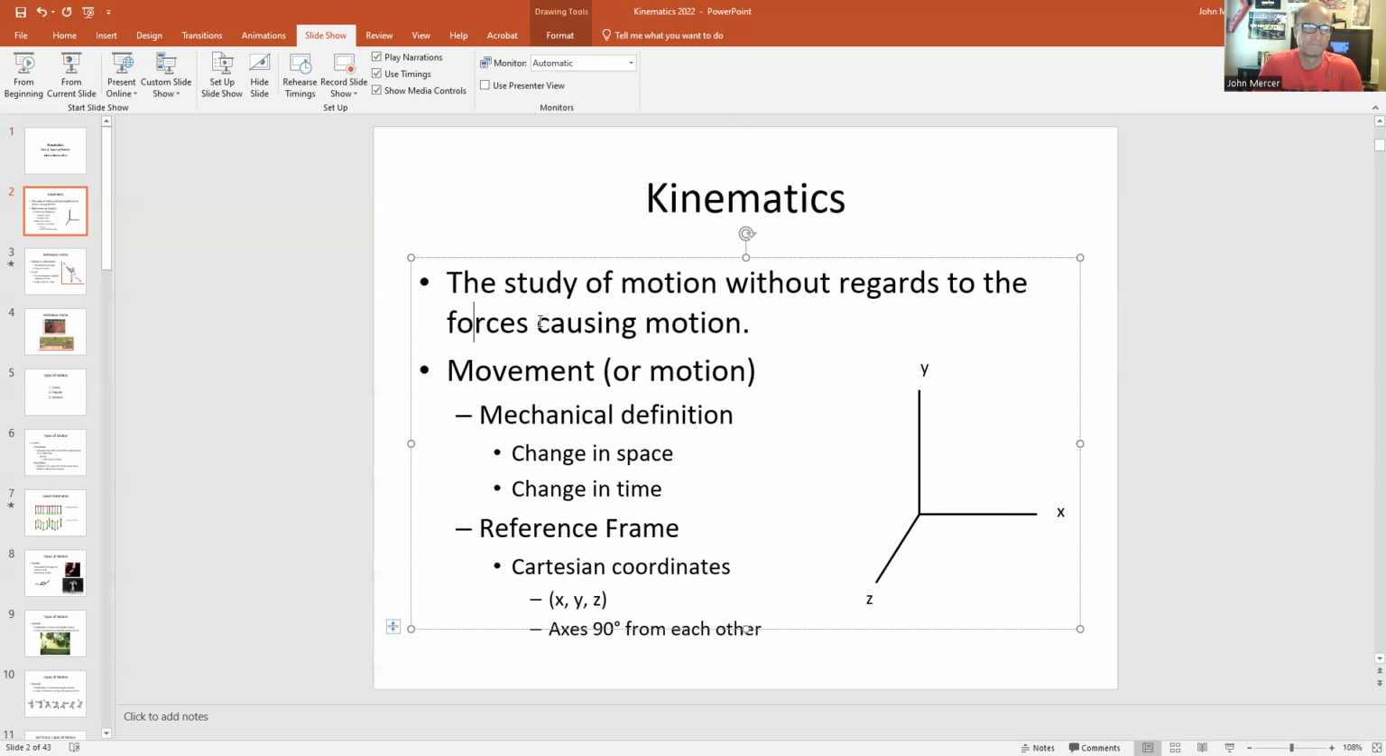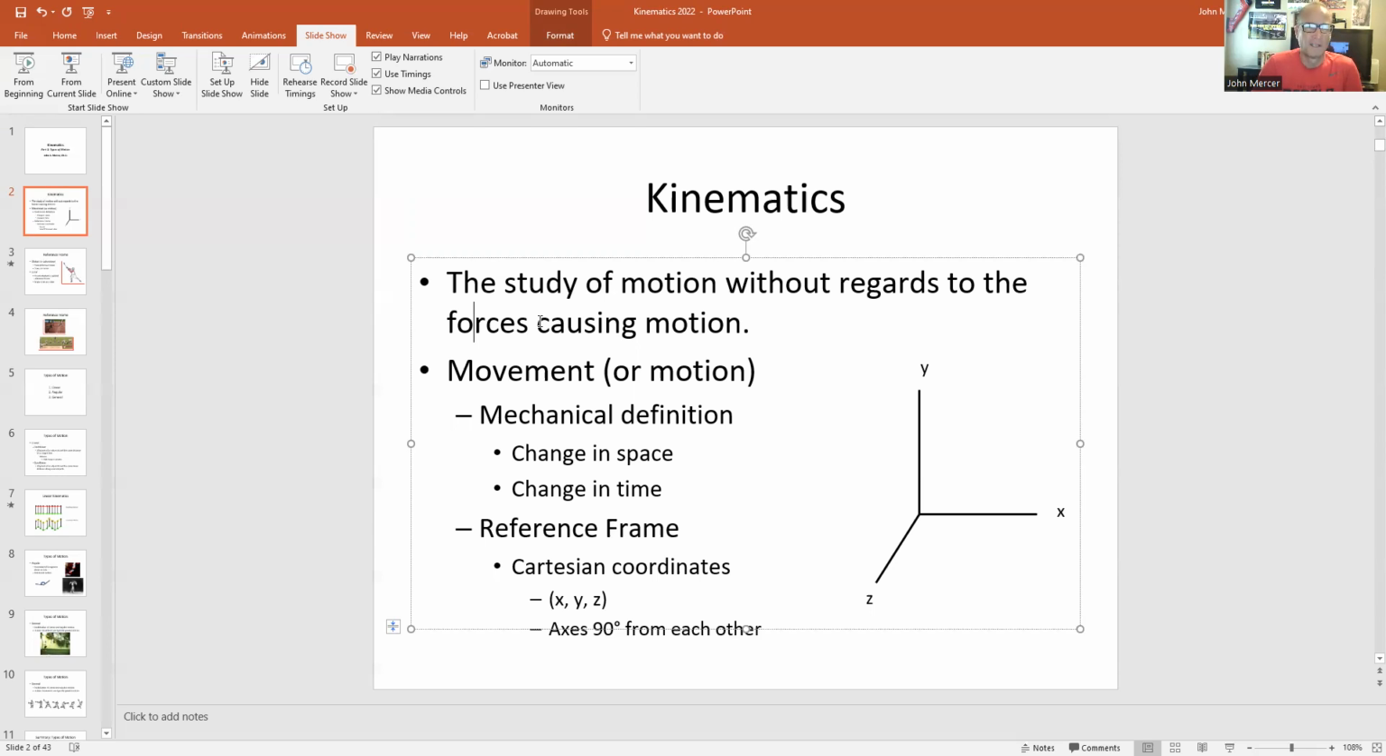Well, movement or motion, from a mechanical definition, or from a perspective of a mechanical world, is a change in space in some time period. Now, I say in a mechanical world because there's other ways to define movement. In a different world, we could define movement as a way to solve a problem. That is, if we want to get from point A to point B, we need to move. But we will go with the mechanical definition of movement, and we'll have some change in space in some time period.